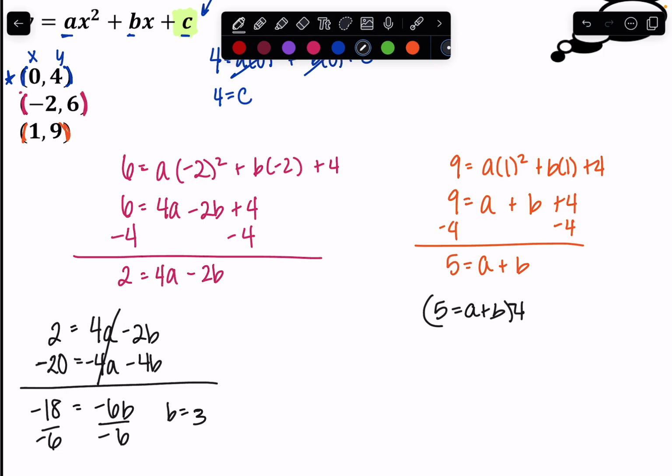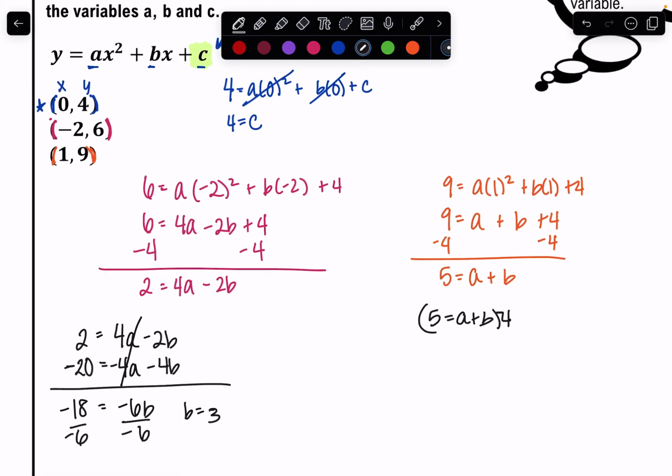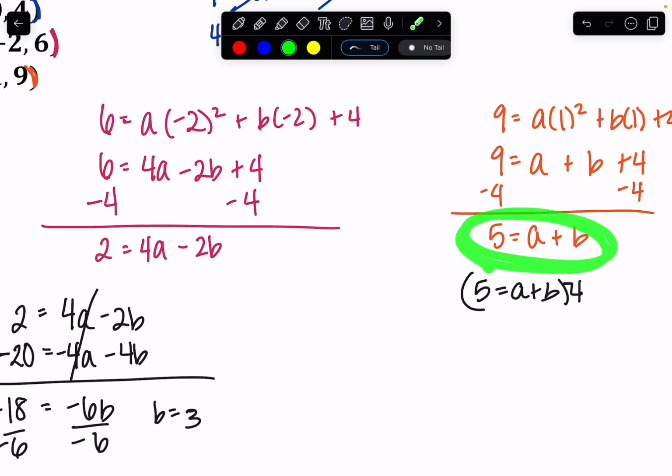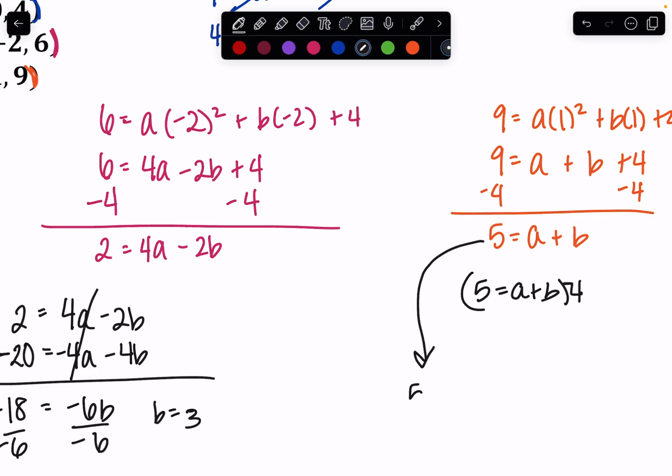So I now have my second answer. I know C is 4, I know B is 3. Now I can go through and do my last step of plugging all that back in to either formula here to find A. All right, so I'm going to go to the easy one, right? This one has A that doesn't have a coefficient in front of it, so that's going to be really easy to solve for. So I'm going to use this, and we're going to say 5 equals A plus B, but B is now 3. So when I subtract 3, I now find that A is equal to 2.